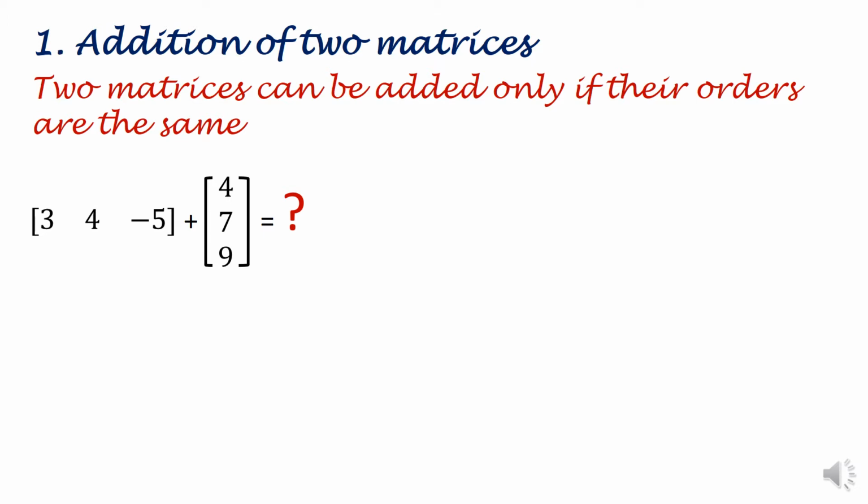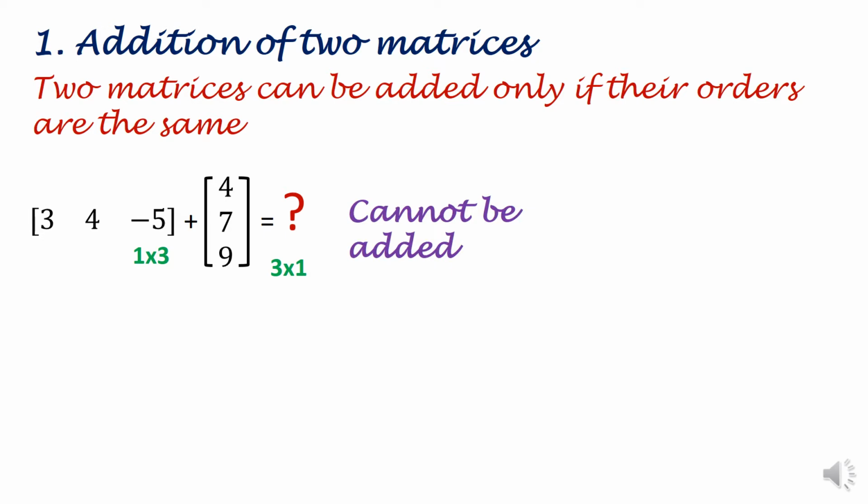Hence, its order is 1 by 3. The second matrix contains three rows and one column. Thus, its order is 3 by 1. Now, since the orders are different, we conclude that these matrices cannot be added.